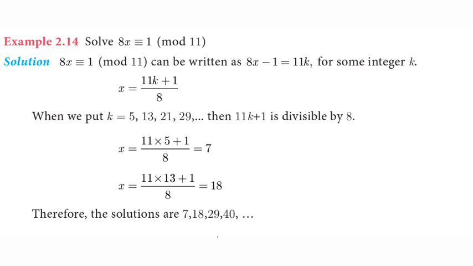Second, put k equals 13. Therefore 11 into 13 plus 1 divided by 8, that equals 143 plus 1, 144 divided by 8 equals 18. Therefore the solutions are 7, 18, 29, 40 etc.